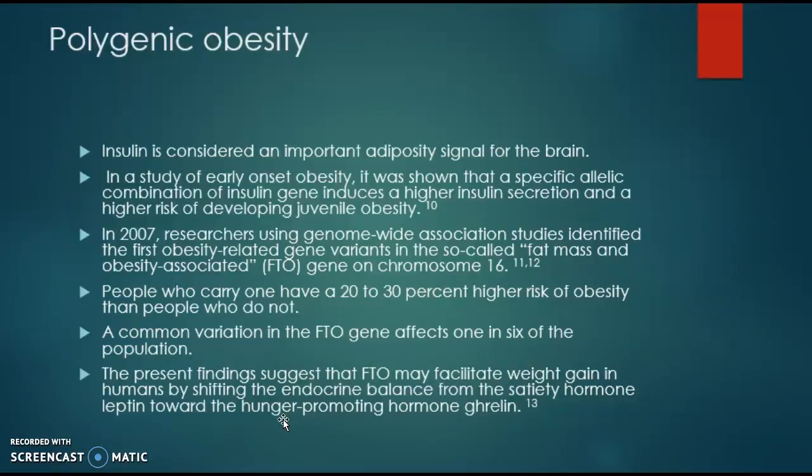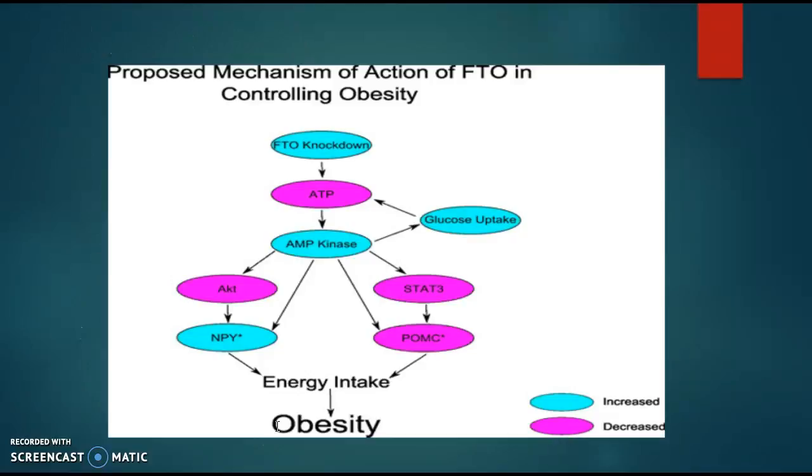In 2007, researchers using genome-wide association studies identified the first obesity-related gene variants in the so-called fat mass and obesity associated gene on chromosome 16. People who carry one have a 20 to 30% higher risk of obesity than people who do not. A common variation in the FTO gene affects 1 in 6 of the population. The present findings suggest that FTO may facilitate weight gain in humans by shifting the endocrine balance from the satiety hormone leptin toward the hunger-promoting hormone ghrelin. The proposed mechanism of action of the FTO in controlling obesity is, when the FTO is knocked down, there is an increase in energy intake that leads to obesity.